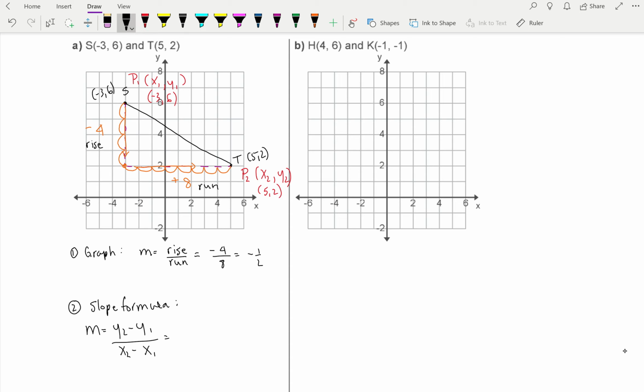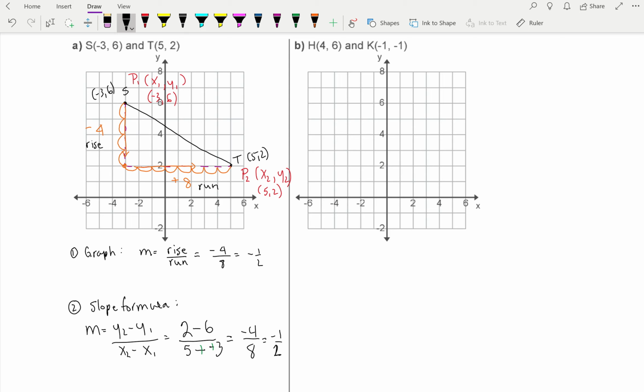So I go back to my formula. y2, that's on point 2, which is 2. y1 is on point 1, which is 6, so it's y2 minus y1 divided by x2, which is 5, minus x1, which is -3. Remember, when you are subtracting a negative number, you are adding. So we have 2 minus 6, which is -4, over 5 plus 3, which is 8. We have a slope of -1/2.